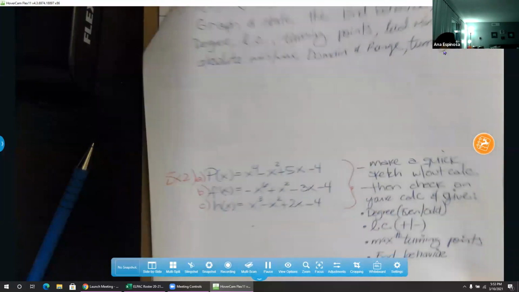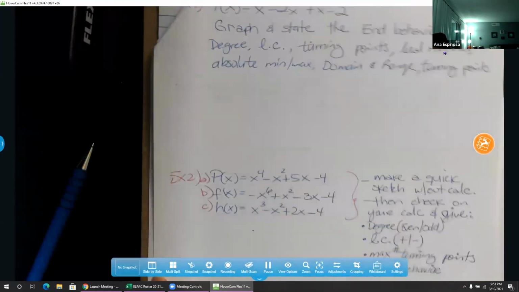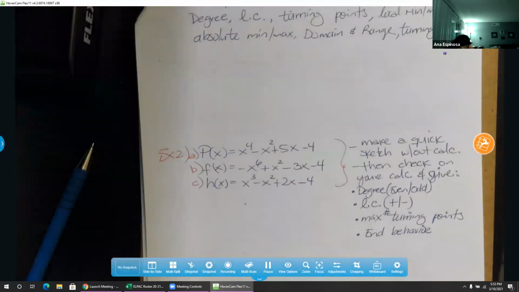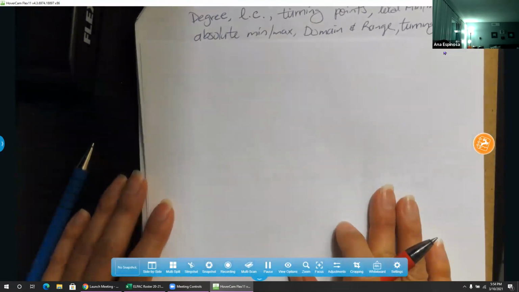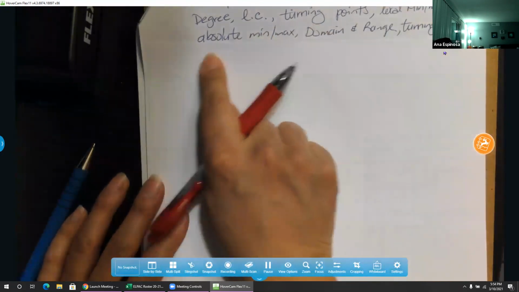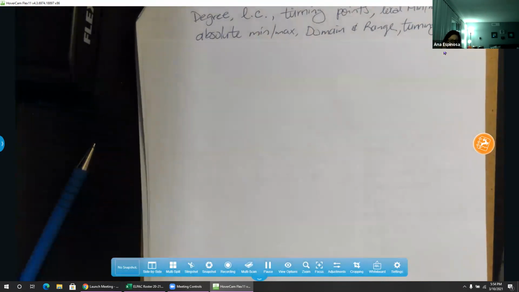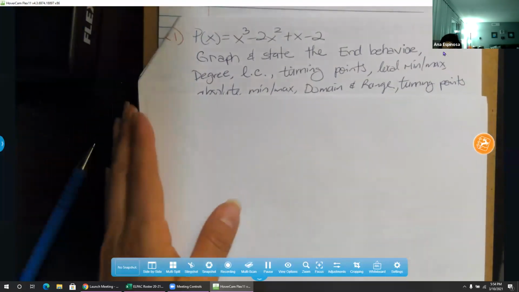Okay. So for this problem right here, we're almost done with 4.1. So this is just basic information, okay? It says graph and state the end behavior, degrees, leading coefficient, turning points, local min and max, absolute min and max, domain and range, and any turning points. Okay, so the first thing we want to start is by looking at the equation, having our handy dandy calculator and plugging it in there, okay? I apologize, this is not showing.